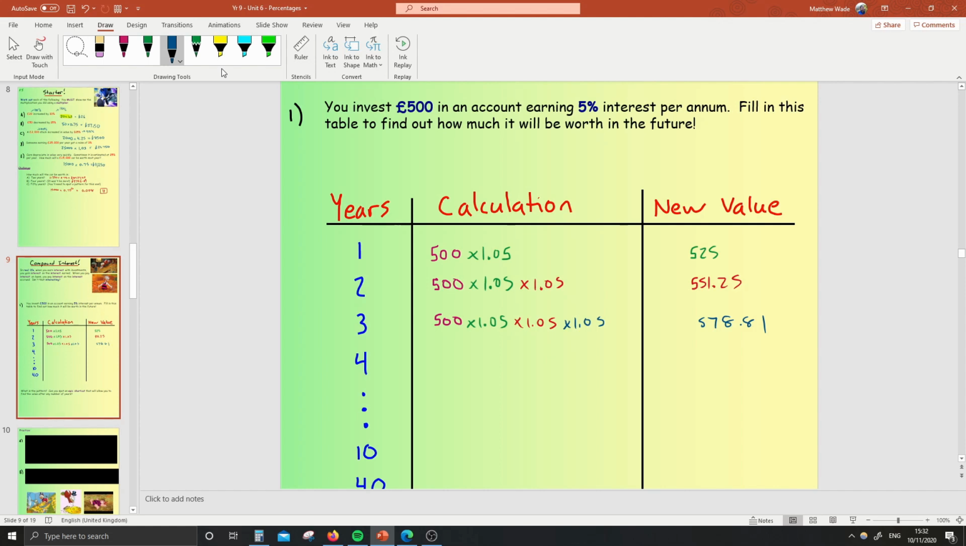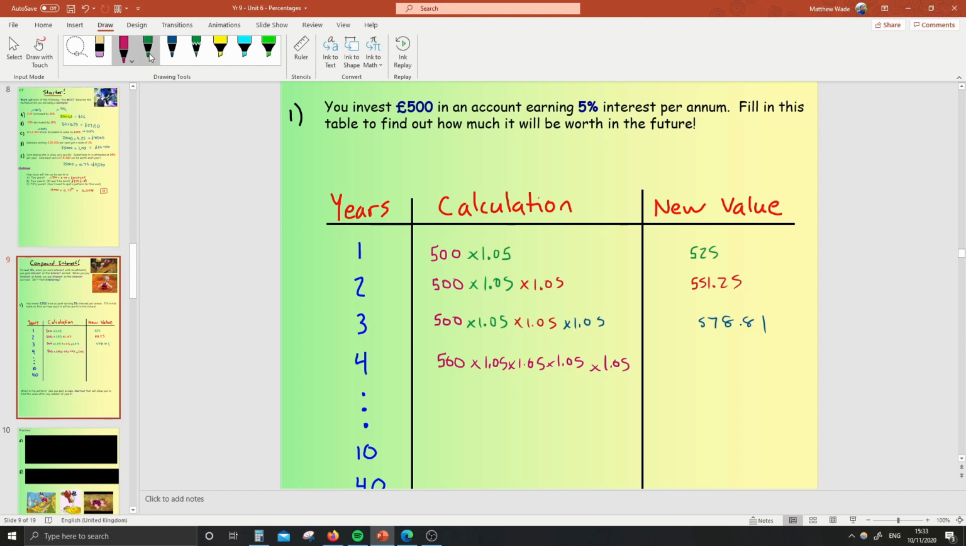So I wonder if you can see a pattern. I wonder if we can spot it. In the first year, you times by 1.05 one time. In the second year, you times by 1.05 2 times. Third year, 3 times. Fourth year? That's it, 4 times! Oh, here we go. Check it out, buddies. It's going to be 500 times by 1.05 times by 1.05 times by 1.05 times by 1.05. Oh, I can't be bothered to do that all the way up to the 10th year and the 40th year, can you? No, I certainly can't.